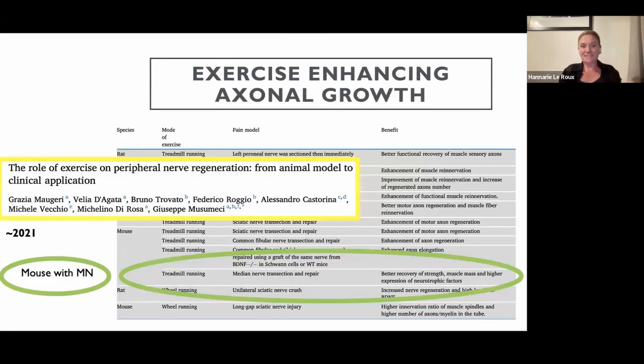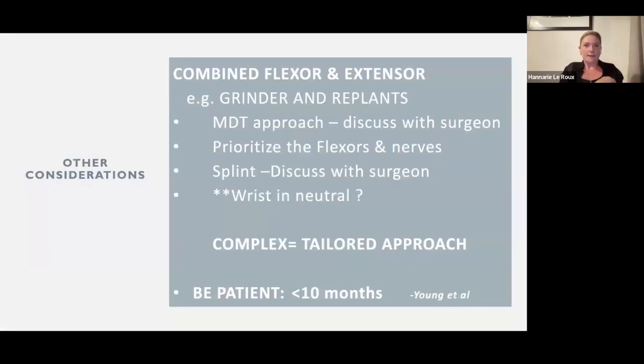And then this is just a really cool study that they did on mice, and they cut their median nerve, and then they made them run on a treadmill. And the exercise actually, the ones that ran on the treadmill, exercise actually enhanced median nerve growth. And so guys, people should still go for a walkie and still exercise and not just sit at home.